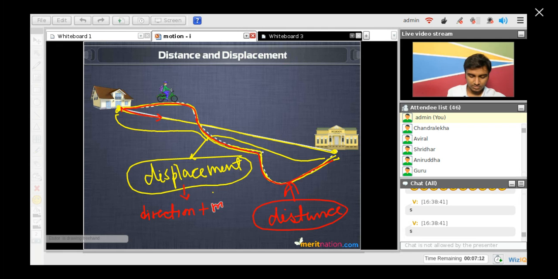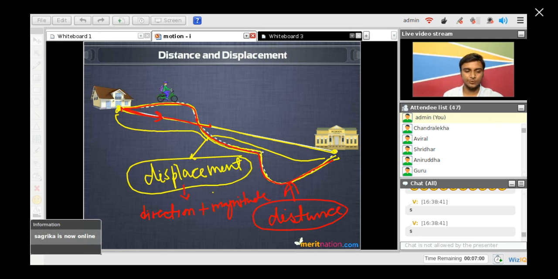Direction plus magnitude, because you can write this direction, either it is north, south. So displacement is always in a straight line. Okay, so you can write the direction north, south, east, west, positive, negative. You can write it accordingly.